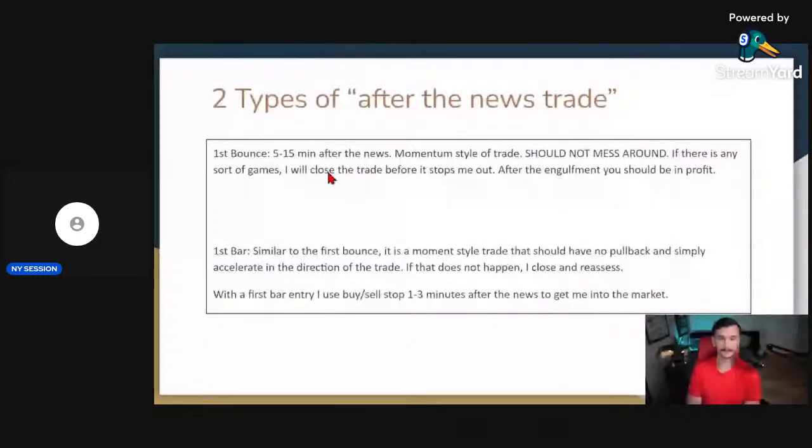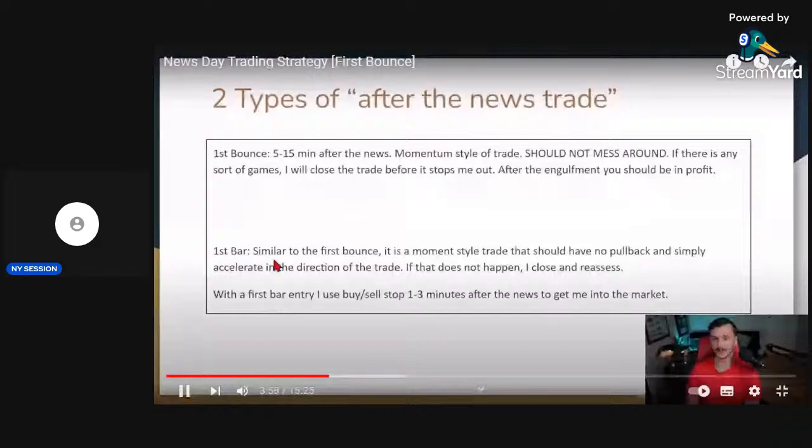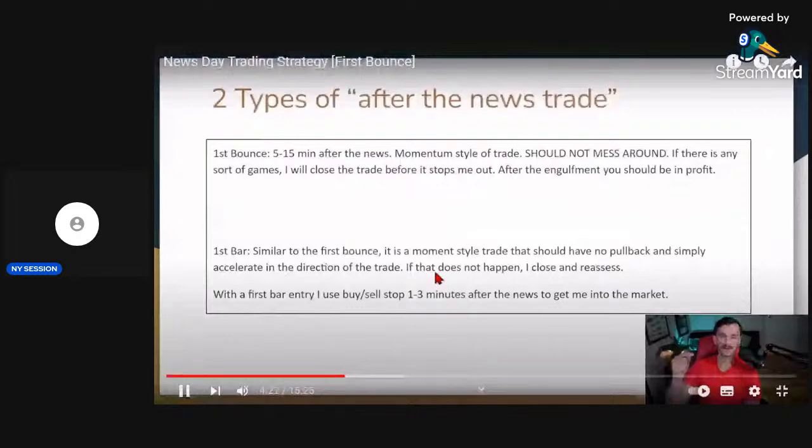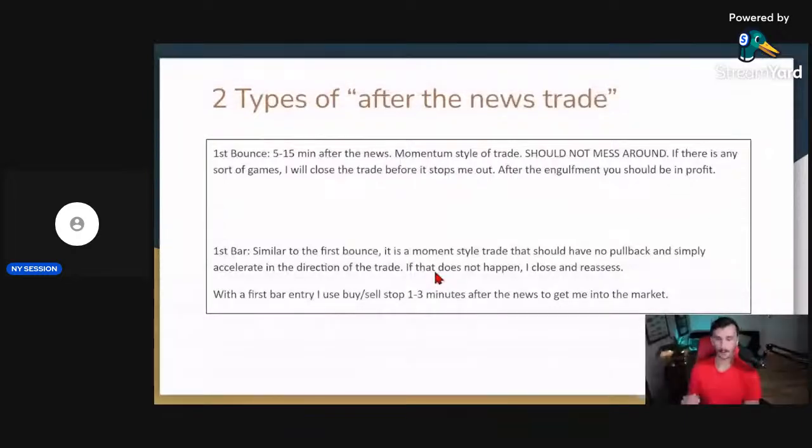A first bar entry is a trade where after there's a first bar, the 8:30 1-minute candle opens and explodes, and then I will put a buy stop above that candle for the market to cruise through and get me into the market. Similar to the first bounce, this is a momentum style of trade. There should be no pullback and simply accelerate in the direction of the trade. An exception to that is when the second bar explodes and creates a range, and then maybe there's a couple of candles within that one candle. That's perfectly fine and acceptable. What I don't want to see is an engulfment of that candle, and I'm going to show you examples here soon. Again, if that does not happen, I will close and I will reassess.